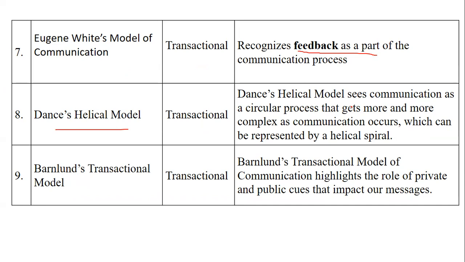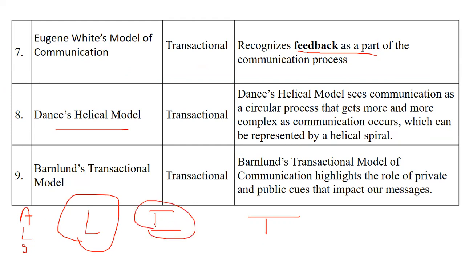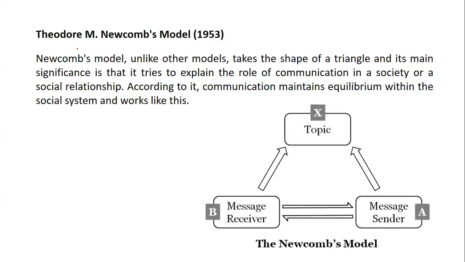Is it clear? So if I summarize right now, we did the linear model, we did the interactive model, and we did the transactional model. In the linear model, we did the Aristotle model, Lasswell's model, Shannon and Weaver model, and Berlo's model. In the interactive model, we did 2 models, that is Osgood's and Schramm's model. Whereas in transactional, we did 3 models, that is White's model, the helical model, and the last one was Barnlund's model. So in total, we have done 9 models, and there is one more model, which is called the Newcomb model.